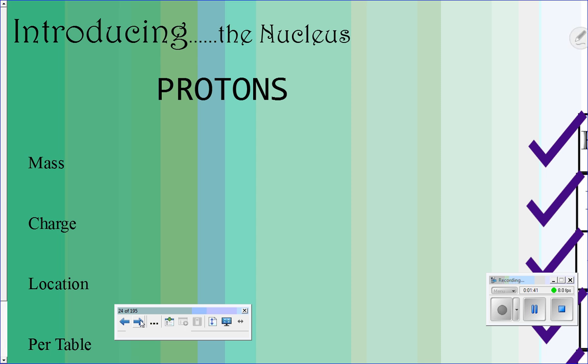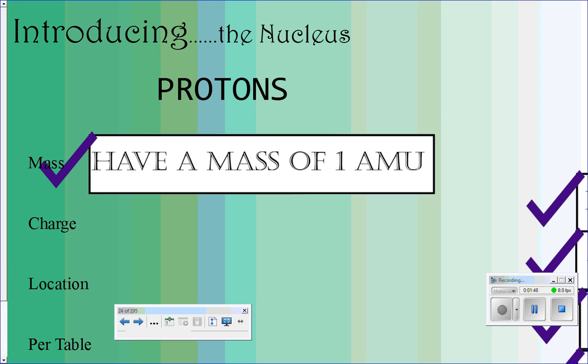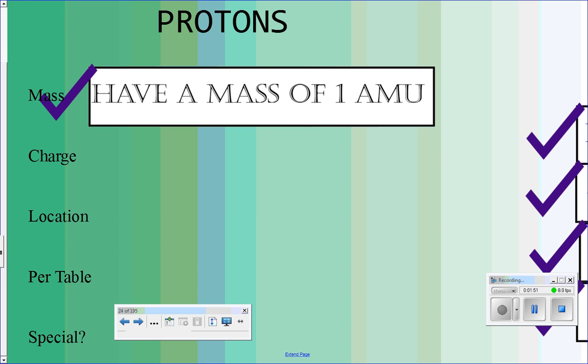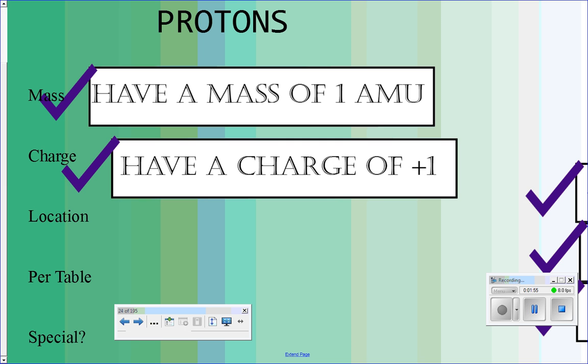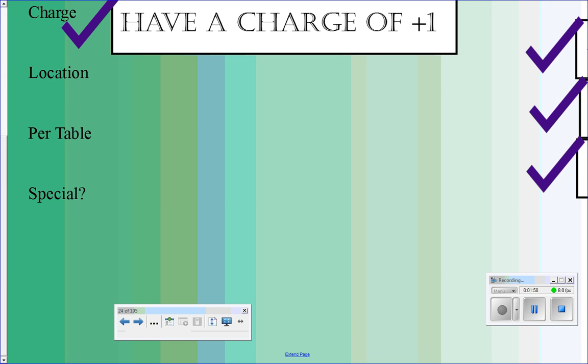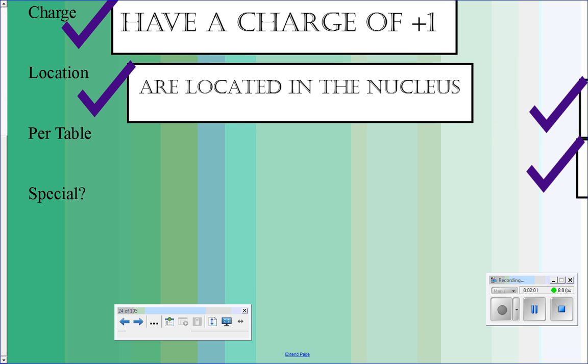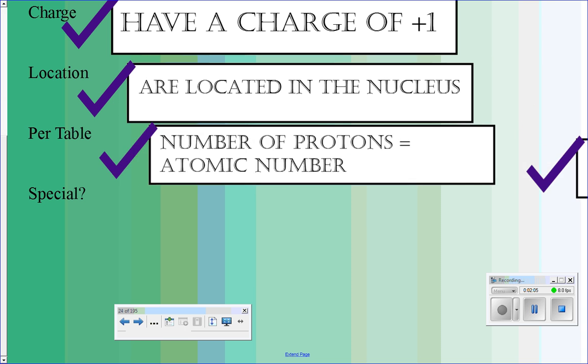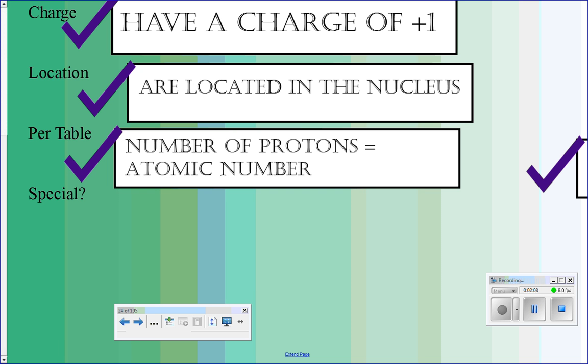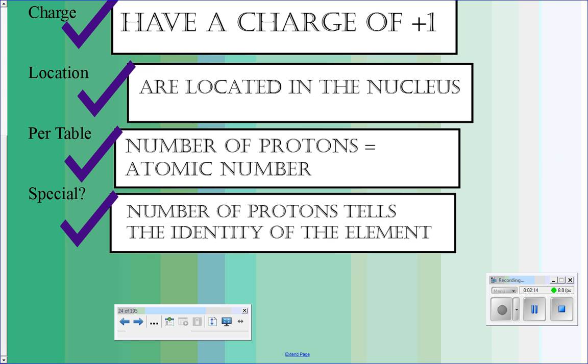So starting with the nucleus, specifically the protons, the mass of a proton is 1 atomic mass unit. Protons have a charge of +1. They are located in the nucleus. They're what we call the identifying number. If we go to the periodic table, the number of protons is actually the atomic number. Those two numbers mean the same thing, and therefore identify the element. 6 protons automatically means carbon. 19 protons automatically means potassium. So those atomic numbers that identify the elements are giving you the number of protons.